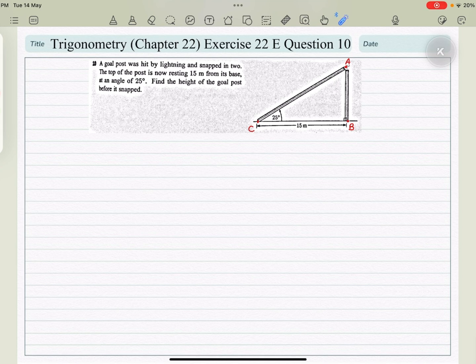So firstly, we will jot down the important information from here. There was a goal post which was snapped in two, and then the top of the post is now resting 15 meters from its base at an angle of 25 degrees. We have to find the height of the goal post before it snapped.